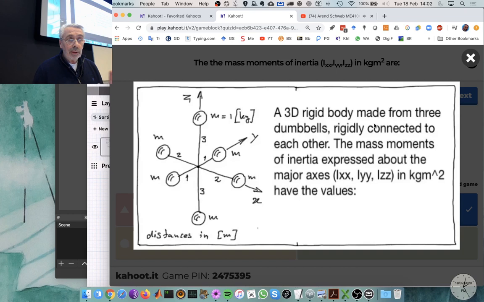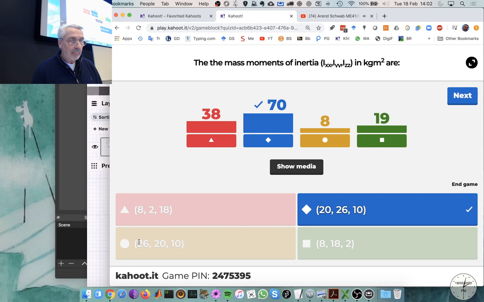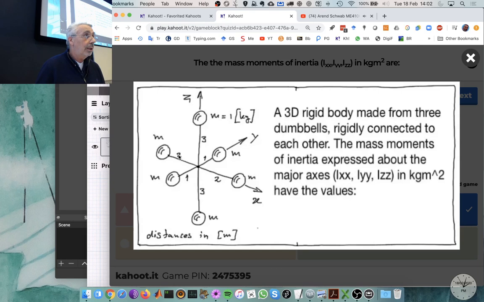Having said that, let's look at our answers. Red can't be true. Yellow can't be true. So it is either this or that. The green one you can even discard immediately, that won't work. But you can also do a quick calculation. Let's focus on the y again. It's distance squared, so 2 squared is 4, and 3 squared is 9, and 4 plus 9 is 13, times 2, because we have two of these, and then we come to 26, right? Okie dokie.